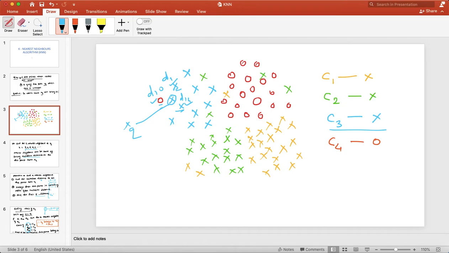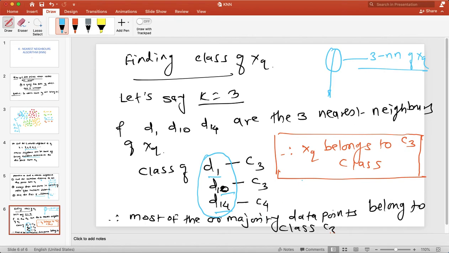That means out of the 3 nearest neighbors, the majority of the data points, that is 2 data points, belong to class C3. So we can say that the class of XQ is also C3. We are taking the majority. Out of D1, D14 and D10, the majority belong to class C3. That's why the class of XQ must be C3. We take a majority vote. So XQ belongs to class C3, and that is how KNN works.